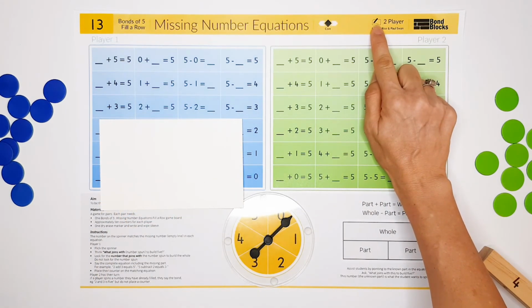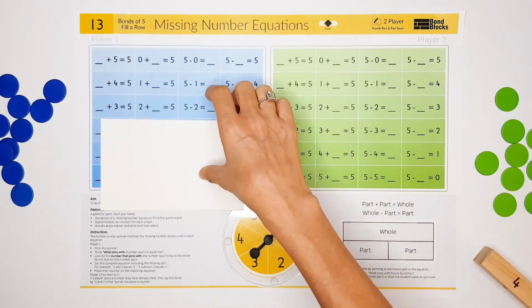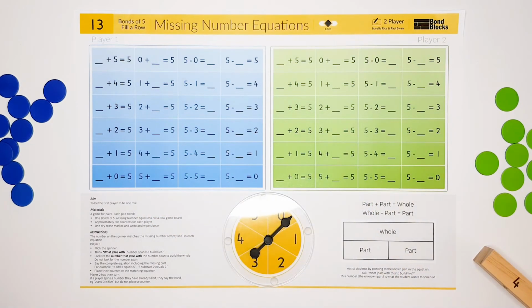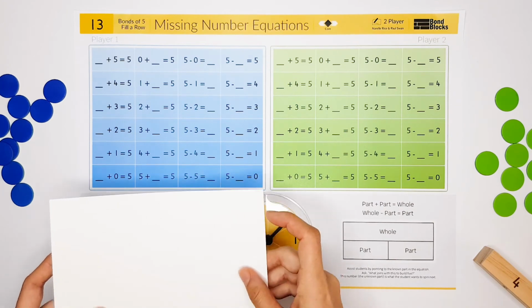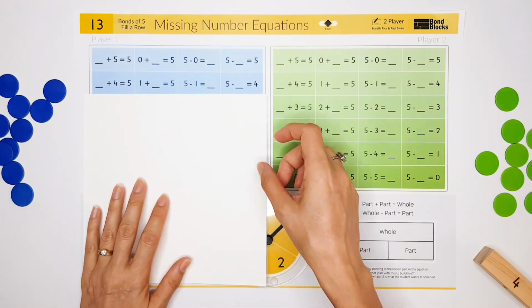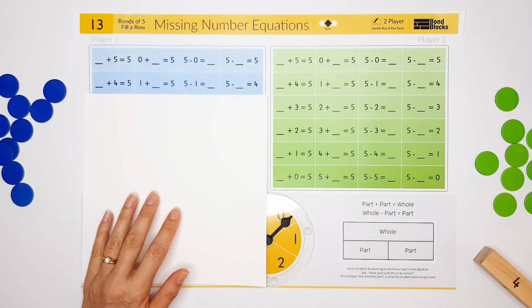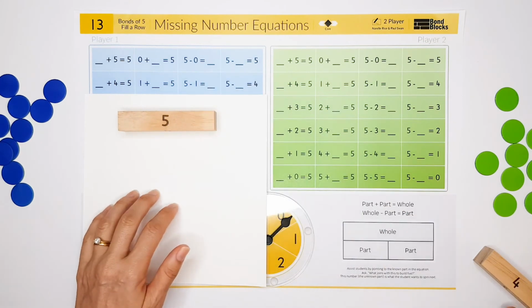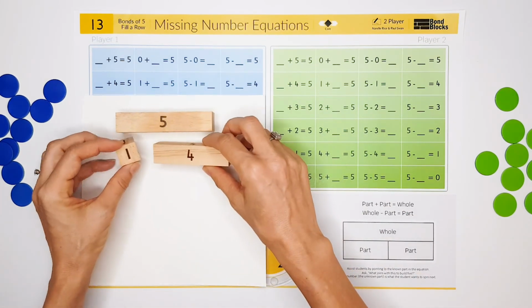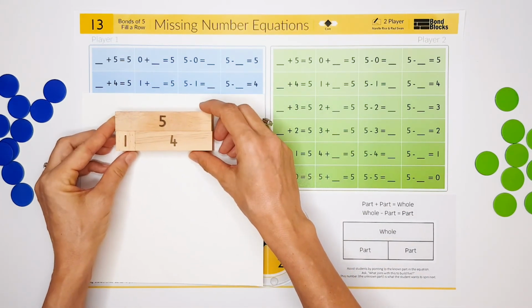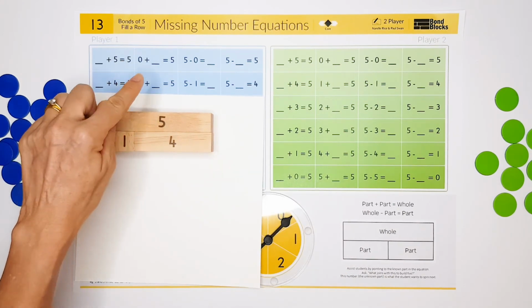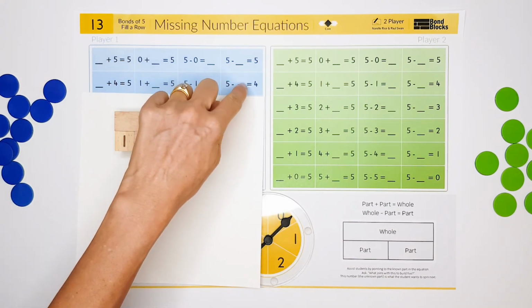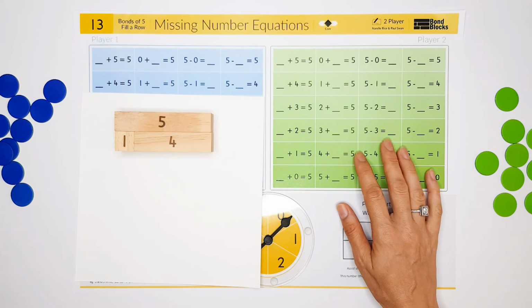Finally, the reason there's a write and wipe icon on there is you may choose one row, build this with bond blocks. I will take a row of a whole of 5, and I've got parts of 1 and 4 there. I would build it and then write in the missing number. If this is an original board, just remember to pop it in a write and wipe sleeve.